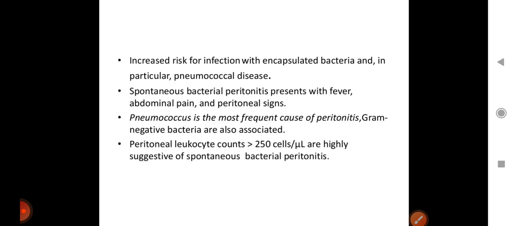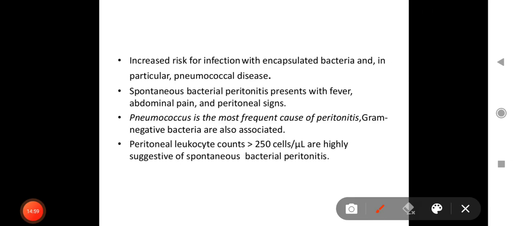So what is your probable diagnosis? The diagnosis will be spontaneous bacterial peritonitis. Next, they may ask what is the most frequent cause of this clinical condition.